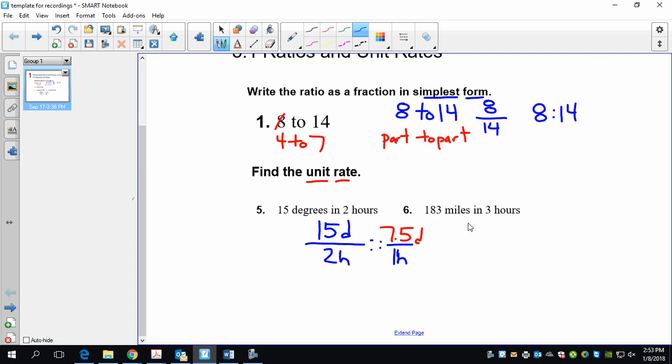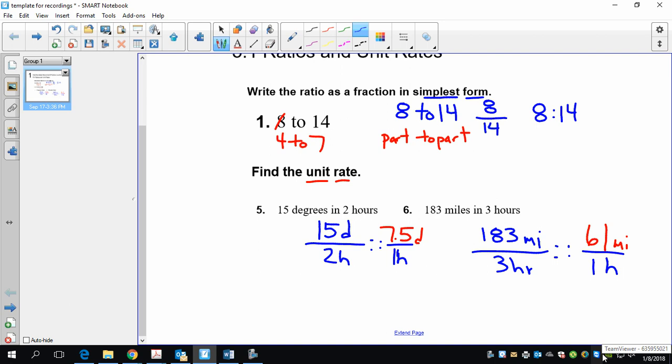For number 6, 183 miles in 3 hours. We want to find out how far we went in 1 hour, or what our miles per hour is. So again, we just divide 183 divided by 3, and we're going to get 61 miles, and that would be 61 miles per hour. That would be our unit rate.